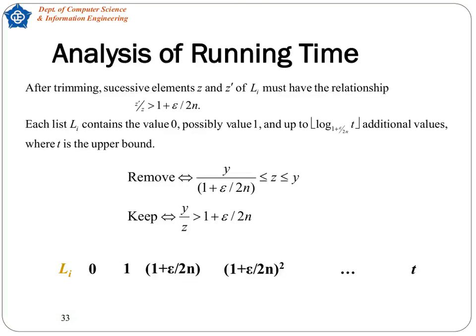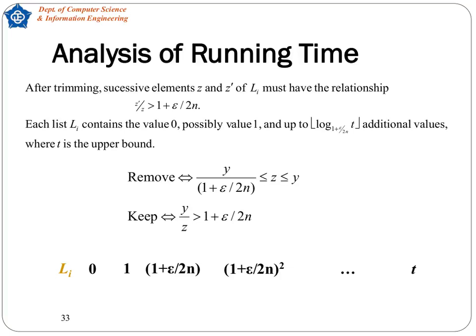Building on our step-by-step example, this slide shows how trimming keeps each list logarithmically small. We enforce that after trimming, every successive pair of values z and z' in list Li satisfies z' greater than z times 1 plus epsilon/2n. Because of this fixed multiplicative gap, each Li can only contain the starting value 0, possibly the value 1, and at most log base 1 plus epsilon/2n of t additional entries up to our known maximum t.